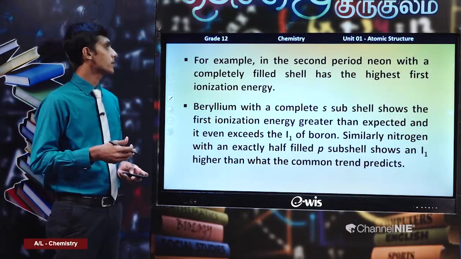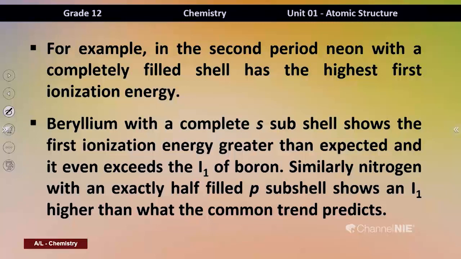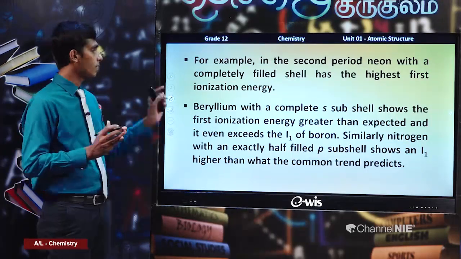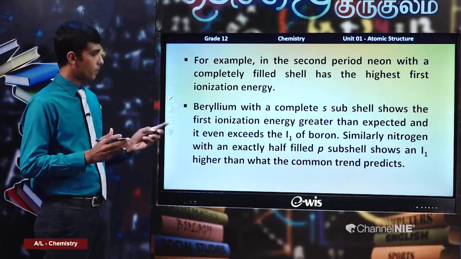In the second period, neon with a completely filled subshell has the highest first ionization energy. Then beryllium with a complete S subshell shows a first ionization energy greater than expected, and it even exceeds the ionization energy of boron. Nitrogen with an exactly half filled P subshell shows an ionization energy higher than the common trend predicts. We will first try to understand this from a graph. After that, I will explain these points one by one.